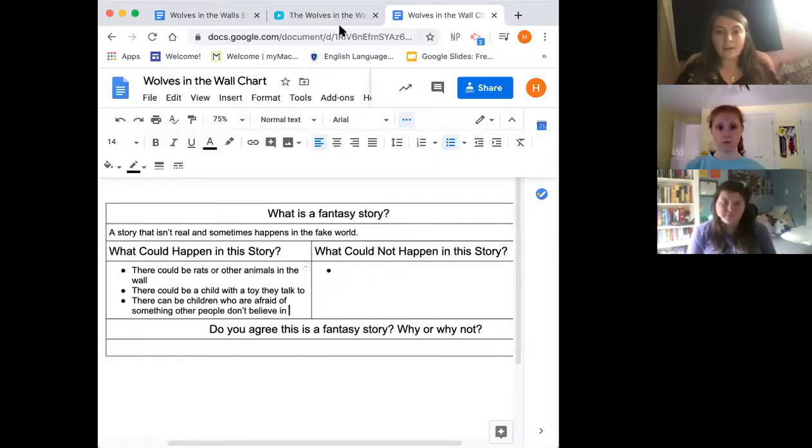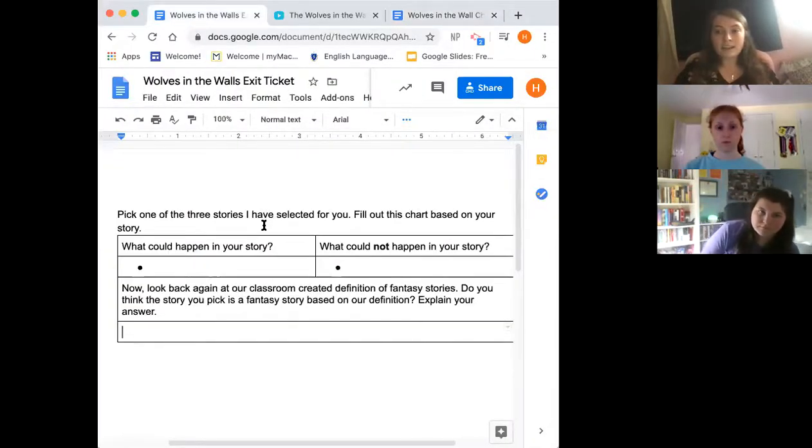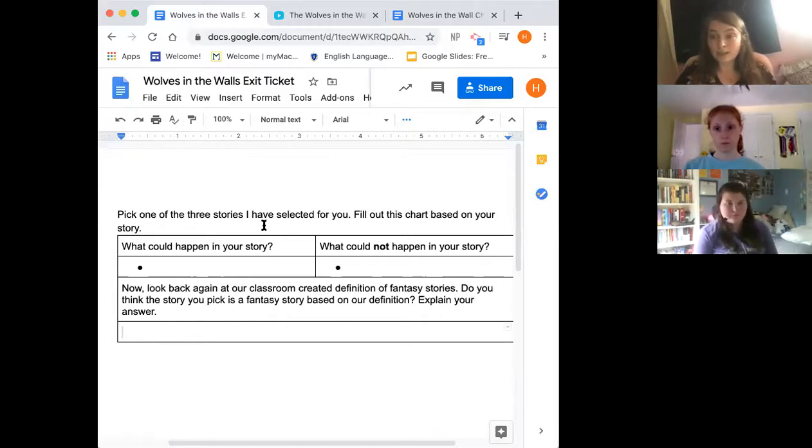And I will show you the exit ticket I have created for if I was teaching this to a real class. So I'm going to share my screen one more time and show you an idea I have for an exit ticket. For our exit ticket, we would complete a similar chart. Students would pick one of 3 stories I have picked for them. I would individually pick stories for every single student based on their reading level to make sure it is an independent reading level text for them, but I also want to give them the choice of getting to pick their own story. Out of the 3, they get to pick one, and then they would fill in this chart on their own about what could happen in the story, what could not happen in the story.